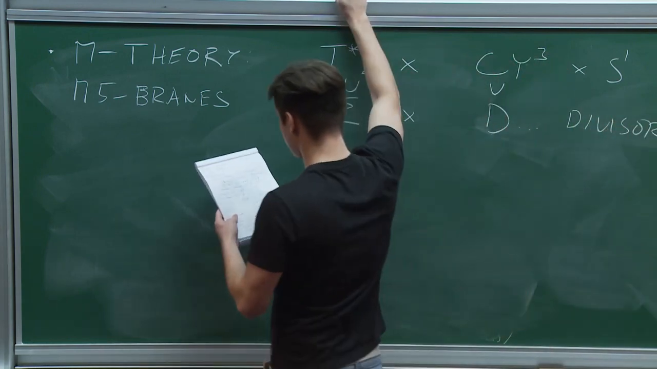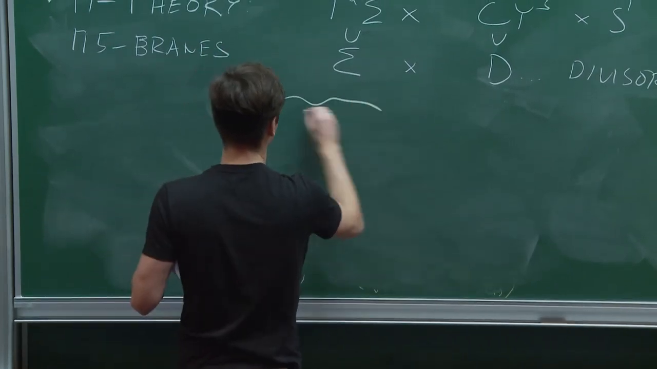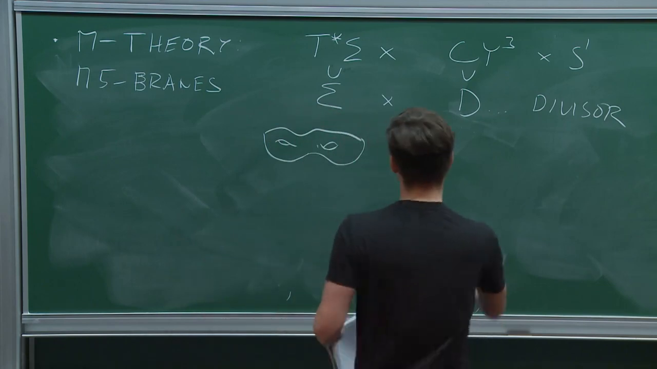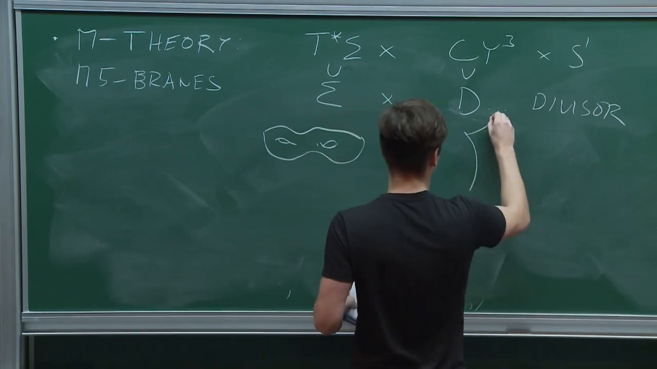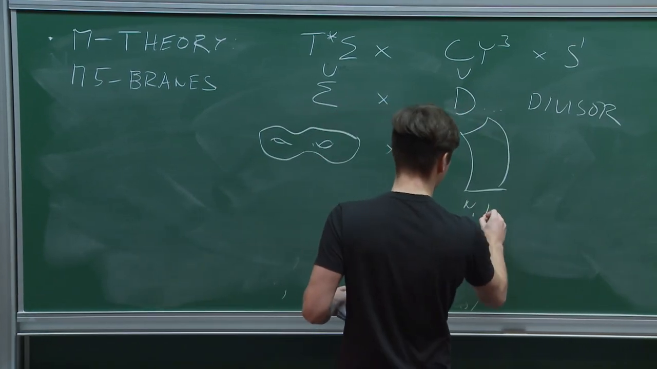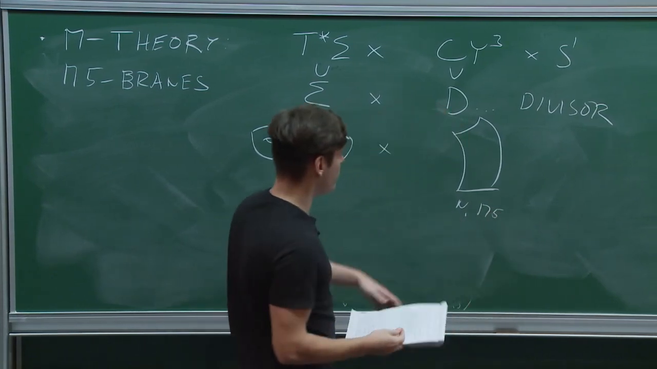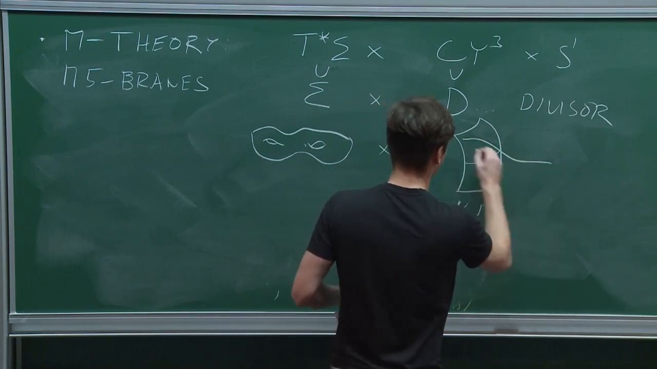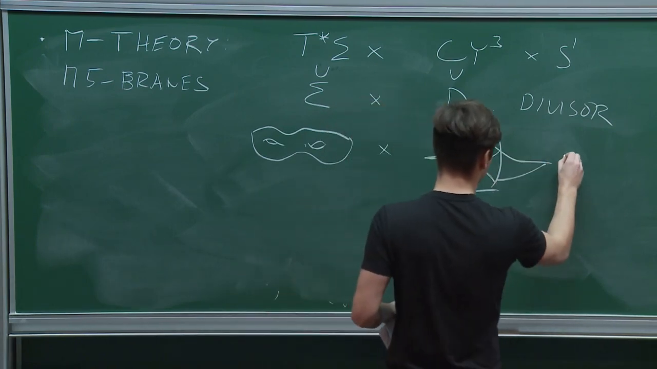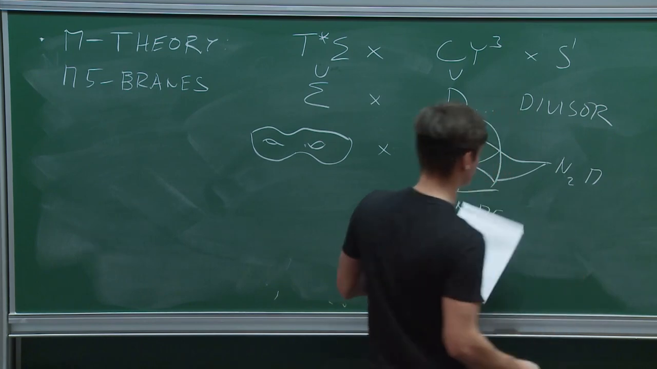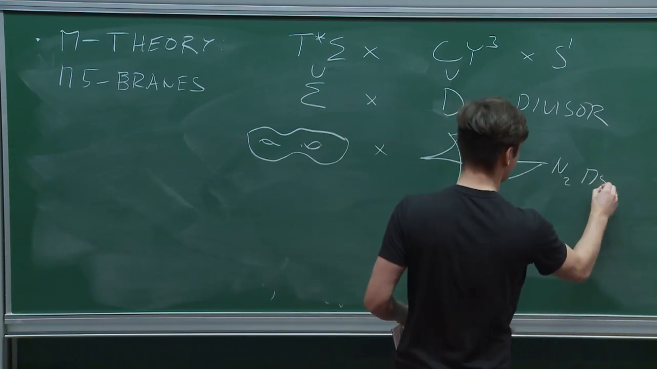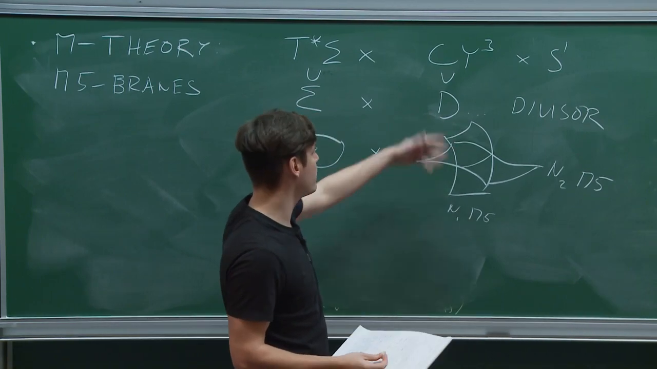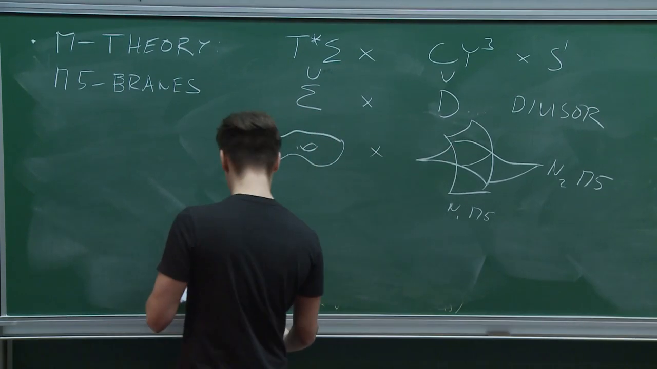What do I mean by that? I mean that we have this Riemann surface, and we have N1 M5-branes wrapping one four-cycle inside the Calabi-Yau threefold, possibly some other M5-branes, and let's say N2 of them wrapping another four-cycle, where each of the four-cycles corresponds to different smooth components of the divisor. So this is the configuration.